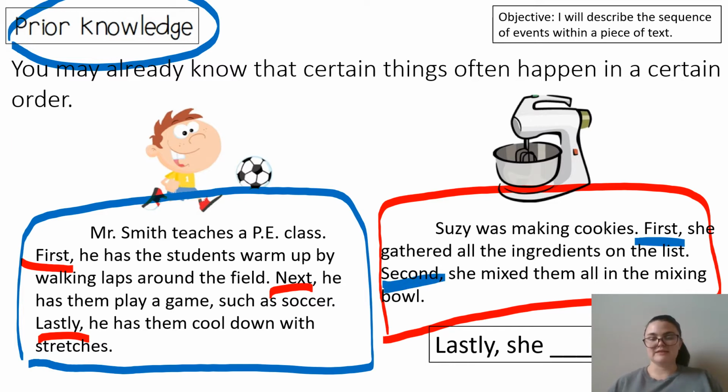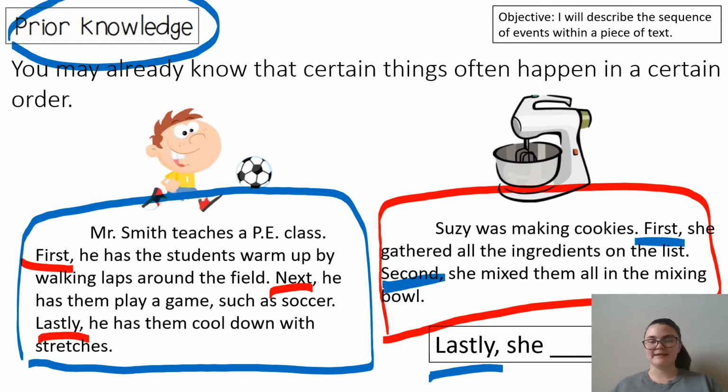If we look here, it says, lastly, she blank. We need to fill in our own answer. So, Susie was making cookies. First, she gathered all the ingredients on the list. Second, she mixed them all in the mixing bowl. What do you think that Susie could do lastly? Think about your answer and write your own sentence down. Lastly, she blank. What could she have done?